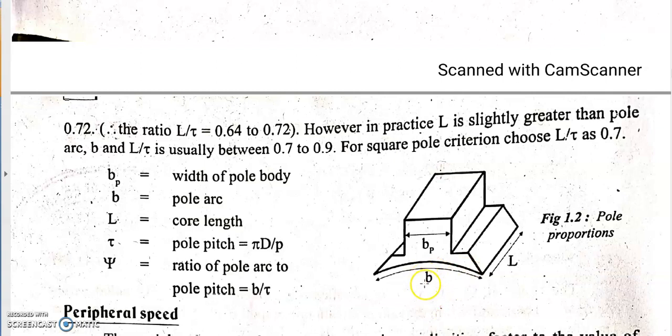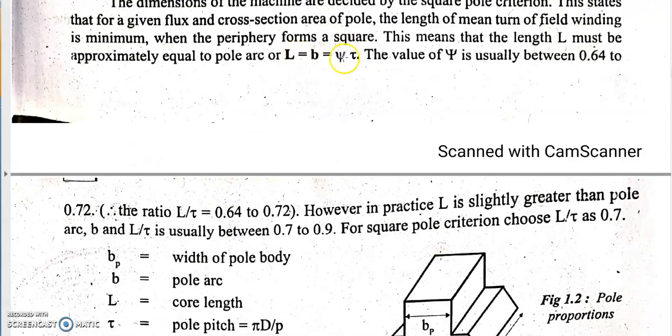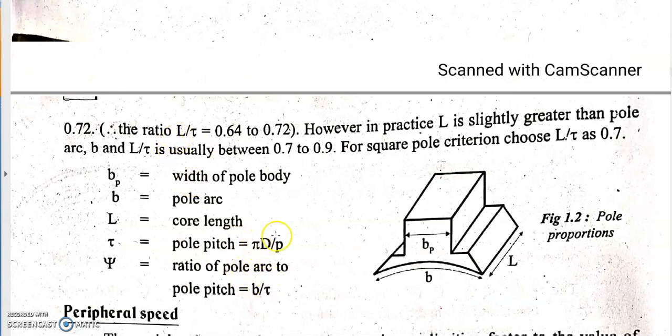So in a square pole criteria machine, this pole arc length B will be equal to the axial length of the armature L. So in such cases, this B by tau will be equal to L by tau, that is equal to psi, and that is equal to 0.64 to 0.72. So if it is known, actually tau is pi D by P, and substituting this pi D by P for tau, we will be getting a relationship between L and D, that is L in terms of D or D in terms of L. So usually we will be getting D in terms of L, so that in the equation we will be having D square L. So now L in terms of D we will be substituting in this equation, we will be getting D cube.